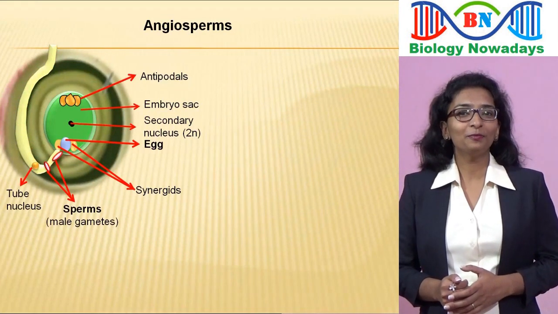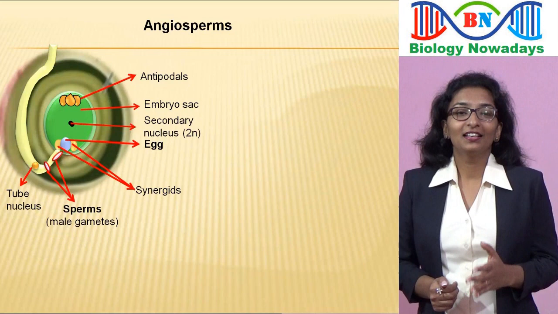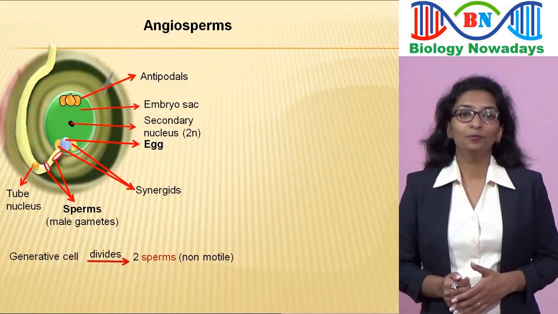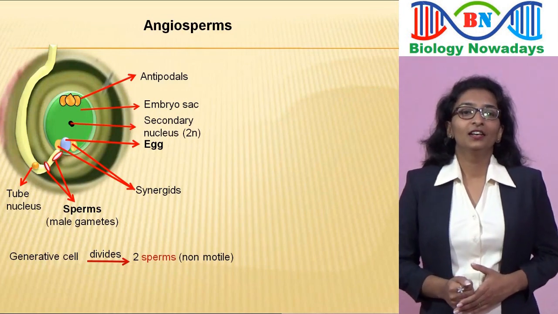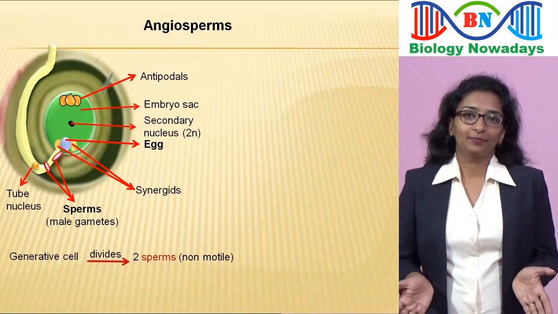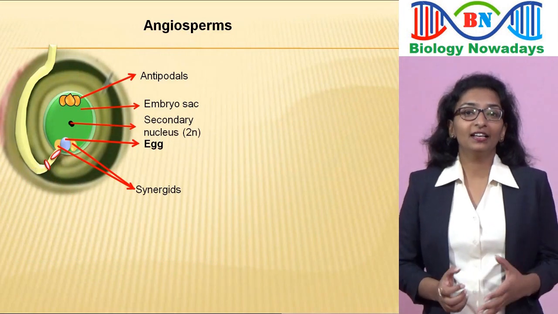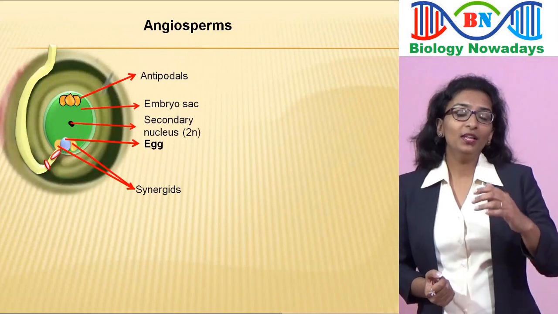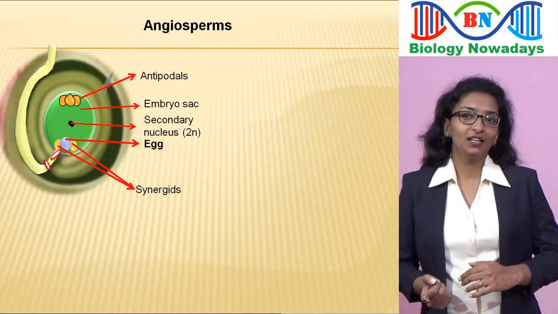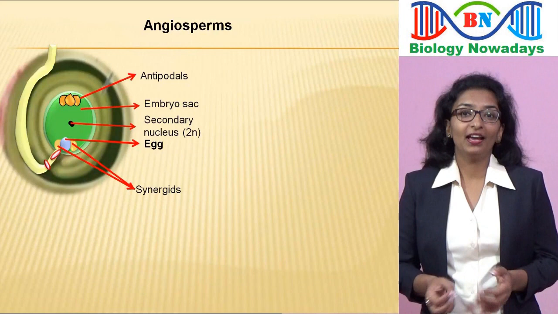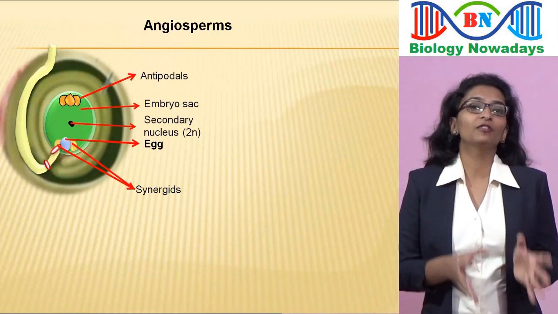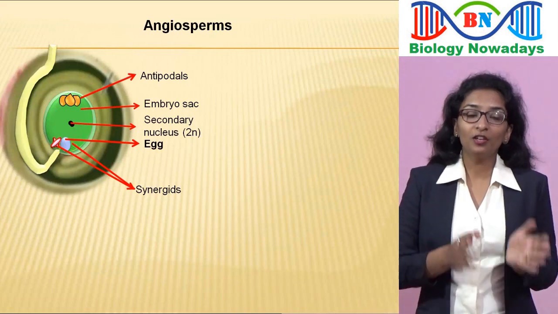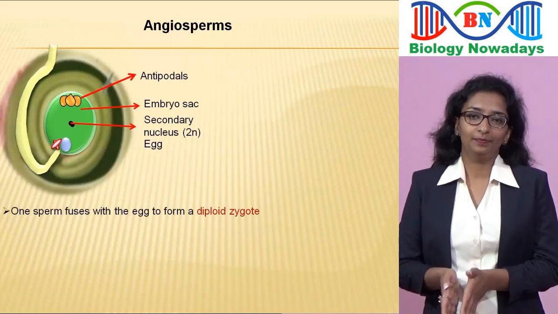Do you know how the sperms are produced? It is the generative cell which divides into 2 sperms, that is male gametes, which are non-motile. The tube nucleus disintegrates. The synergids act like an attractant and a guiding cell for the pollen tube. When the pollen tube reaches the synergid, the pollen tube bursts off and discharges the sperms into one of the synergids. The synergids degenerate and one of the sperms reaches the egg.